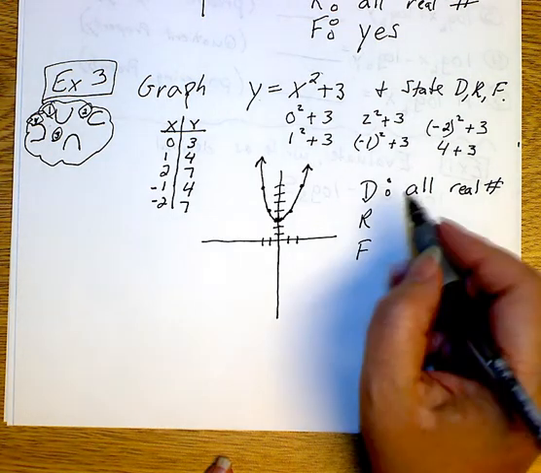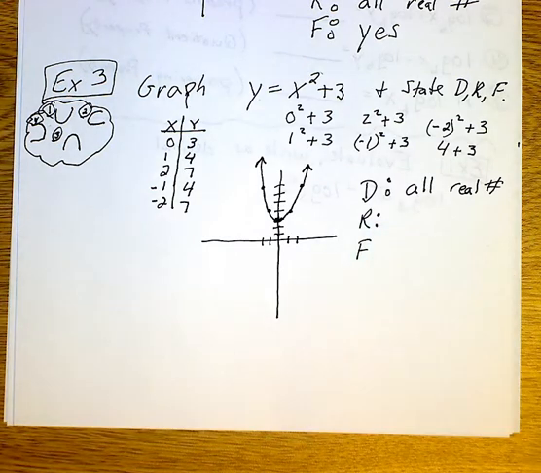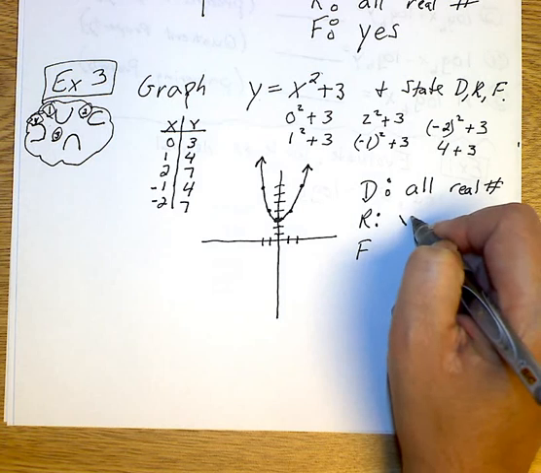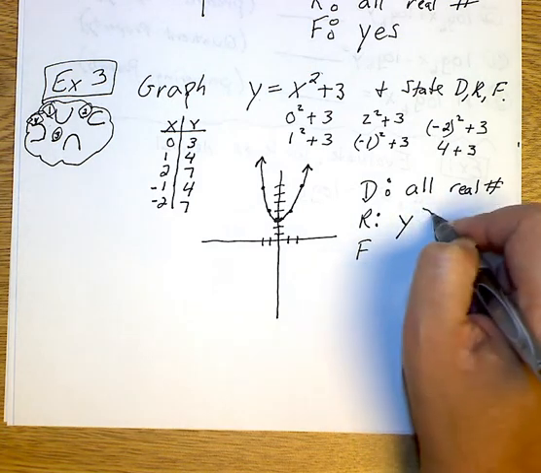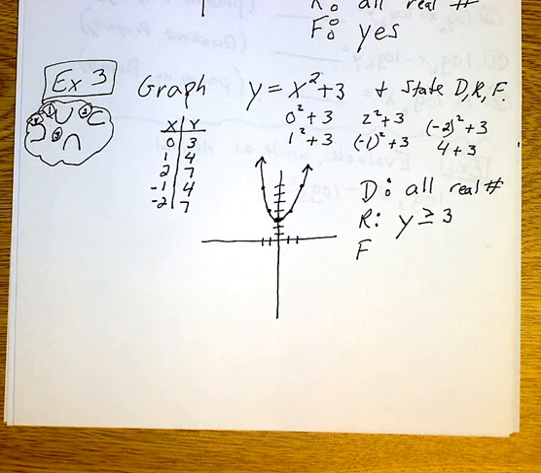Range. Now this is tricky. We'll see if anybody has. Yep. All numbers greater than 3. Very good. All real numbers greater than 3. Hit it right on. So how we write that though is we just say y, because range is y, is greater than or equal to 3. Or you can write the whole sentence out. All real numbers greater than 3. You could definitely write that. But we just say y is greater than or equal to 3. And yes, it is a function.